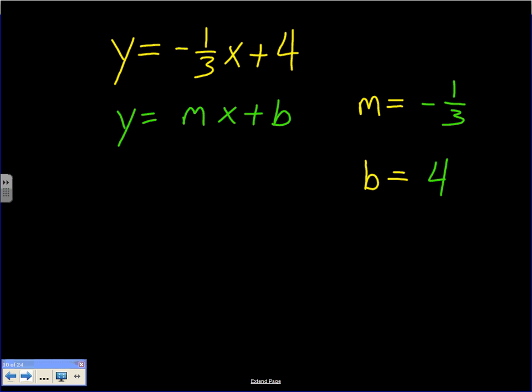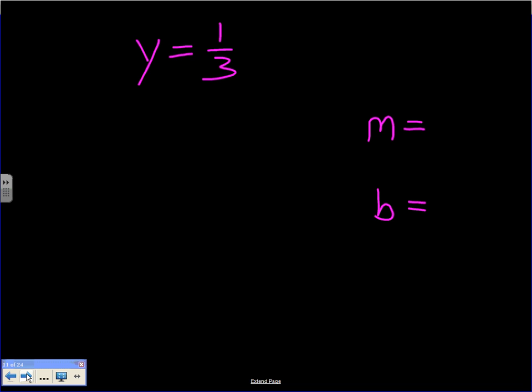For the first example, m, the slope, is equal to negative 1/3, and b, the y-intercept, is equal to 4. For this example here, since there's no x term in there, you could rewrite it as 0x and a positive 1/3. When there's no x term, you know that you multiplied it by 0 to get rid of it. So the slope is 0, the y-intercept is 1/3.